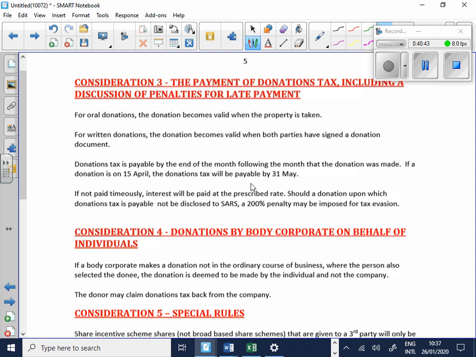So whenever they don't pay tax on time in a question, please would you just discuss penalties and interest? Is that all right? Often there's a mark or two added on where they say you haven't done anything with SARS for donations during the year. You have to discuss the penalties and interest.